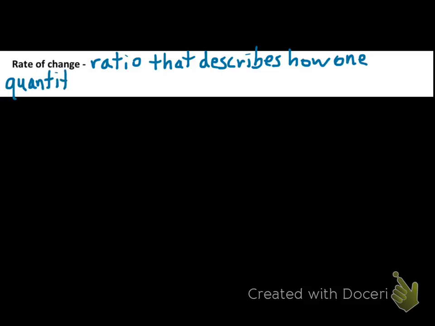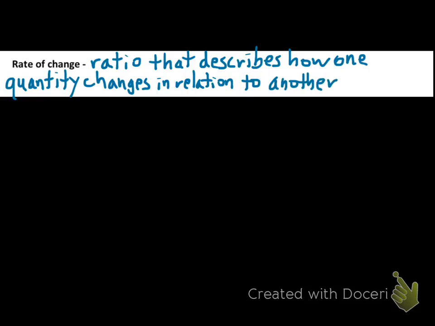All right, what is the rate of change? Well, the rate of change is just like the slope. It is a ratio that describes how one quantity changes in relation to another quantity. So just like the slope, we compare the change in the y values to the change in the x values. That's what rate of change is. It is a ratio like slope is, and it describes how one quantity changes in relation to another.